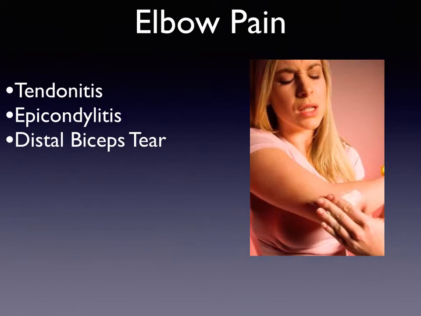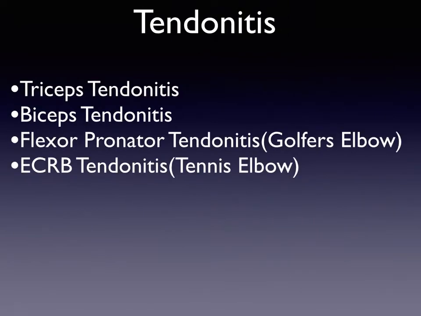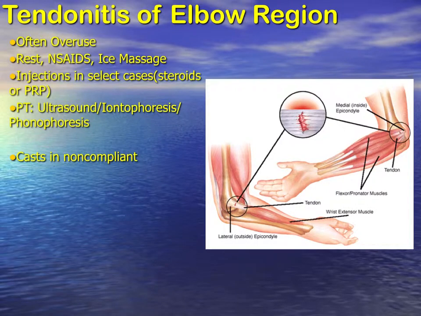Other things to consider in athletes are elbow pain, and we see this all the time: tendonitis, epicondylitis, which means that the bony prominence is the inside and outside of the elbow, or a distal biceps tear. Specifically, we talk about golfer's elbow on the inside of the elbow, or tennis elbow, or extensor carpi radialis brevis tendonitis on the outside. Here's an illustration kind of showing that.